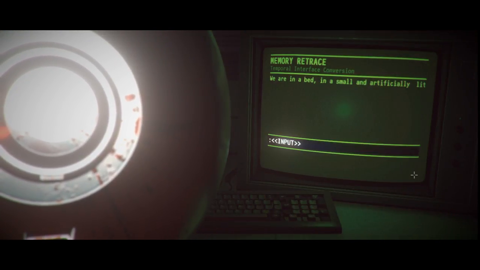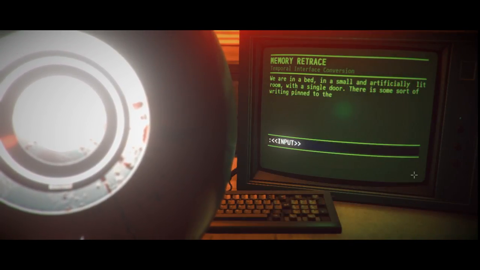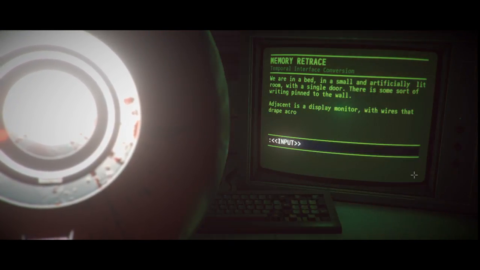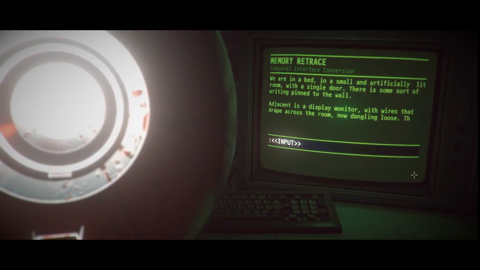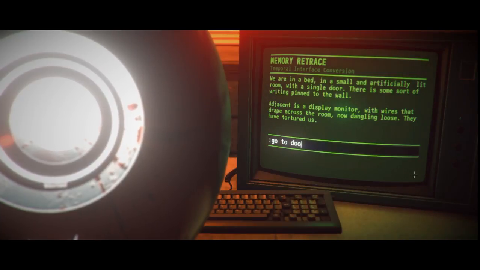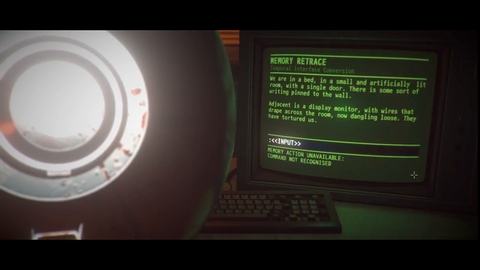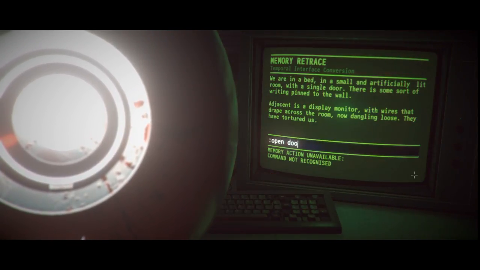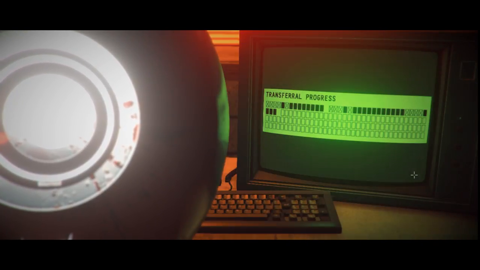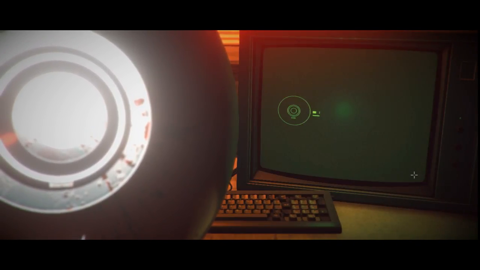We are in a bed in a small and artificially lit room, single door. Okay, we've read this before. Doctor, specimen 20 has left lab 15. It's on the move. My God. That vision. It's not a memory, it's happening right now.